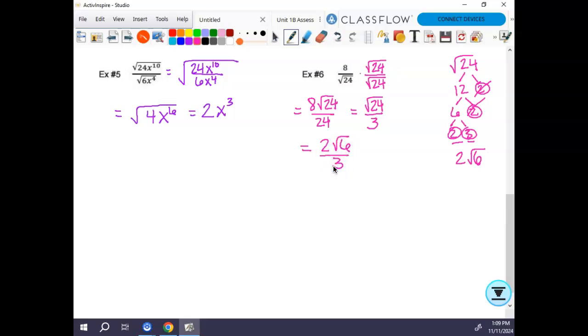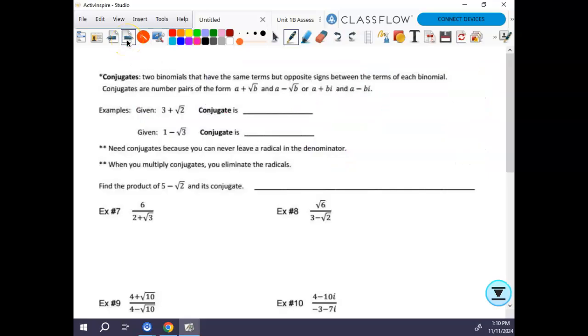Can I reduce that anymore? Nope, that's it. Okay. So you get the same answer whether you simplified it at the beginning or at the end. Doesn't really matter. Everybody okay with all that? All right. So now let's talk about conjugates.